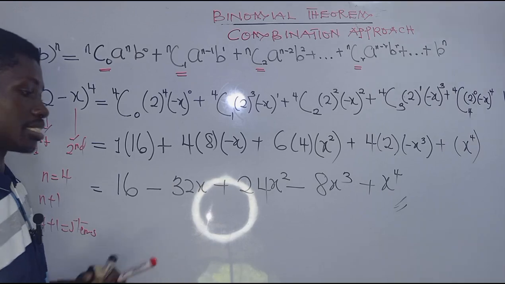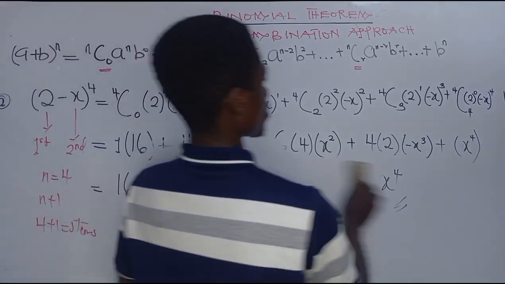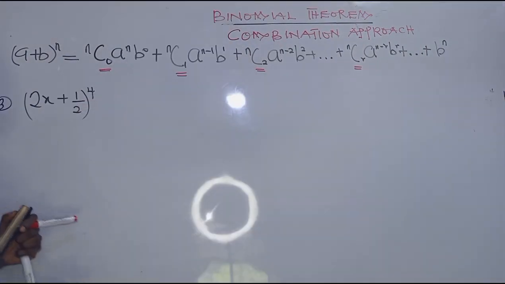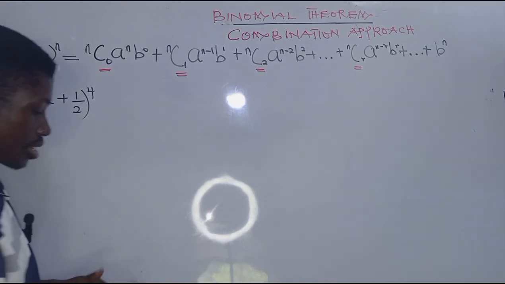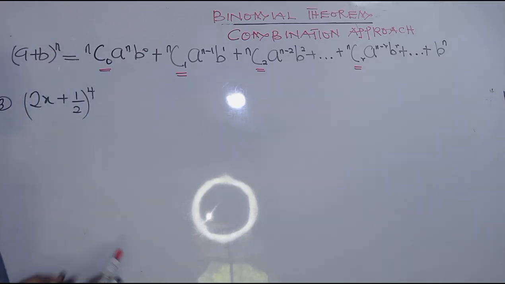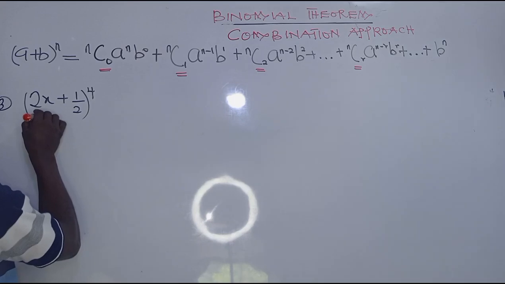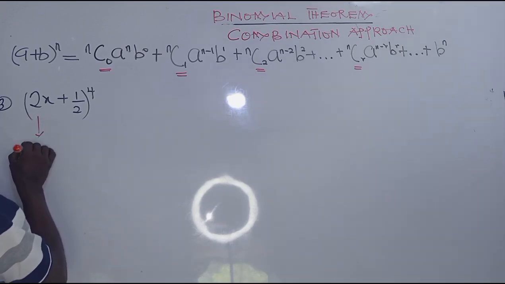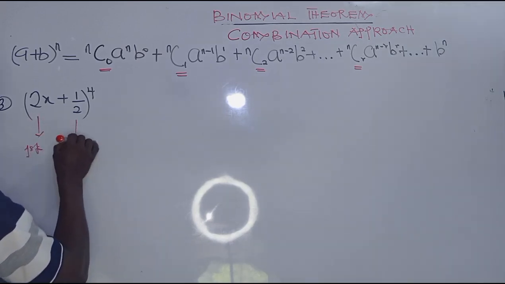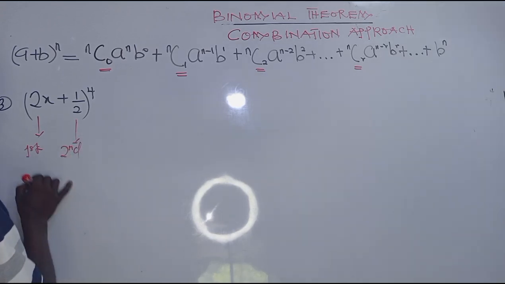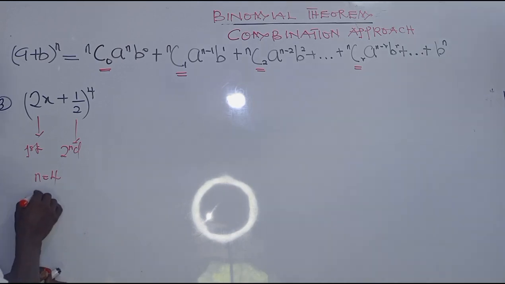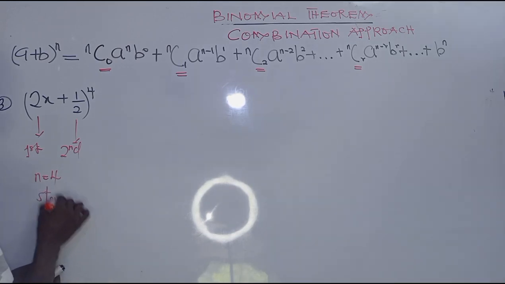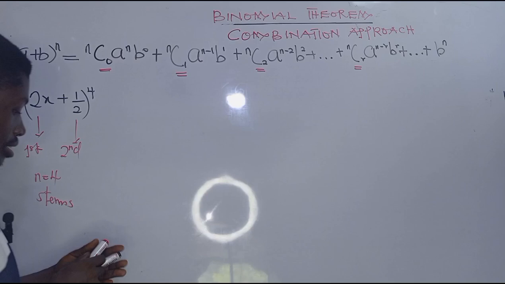Let's take our last example. We have to expand this binomial expression using the combination approach. So first of all, let's identify our first term. So this is the first term. This is what? The second term. Our n is equal to 4. So therefore, we will be having how many terms? 5 terms. Good. So let's continue.